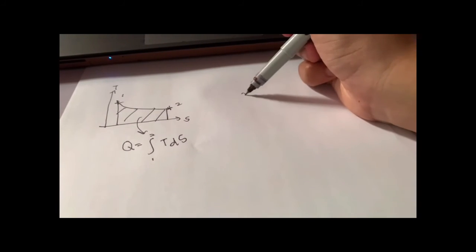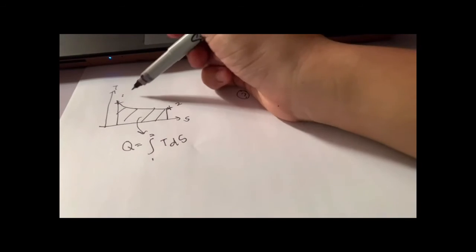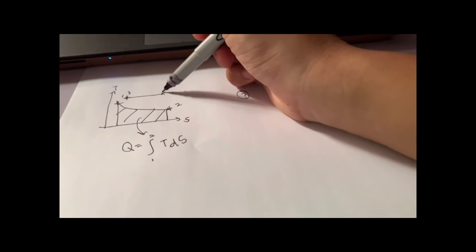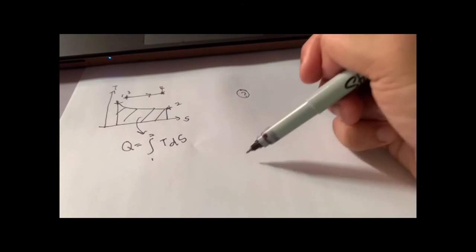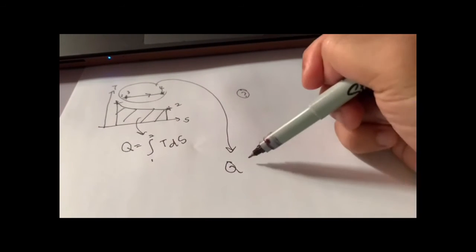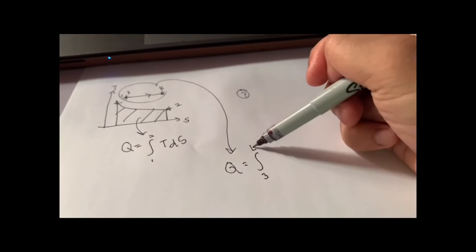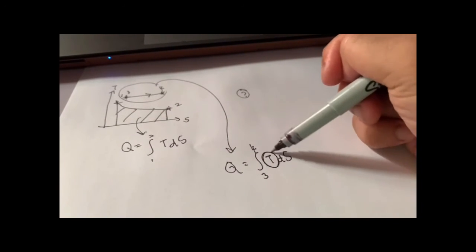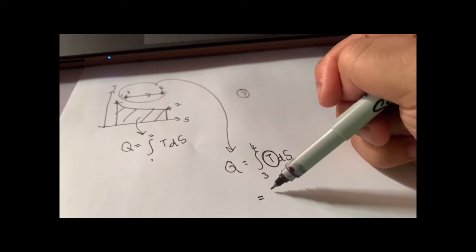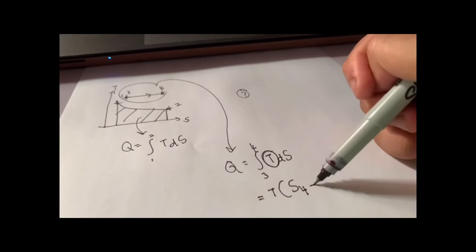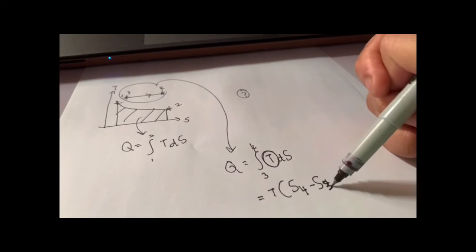How about isothermal expansion? Let's say we have the state from 3 to 4. So the process along this path would be expressed with the equation of Q is equal to the integral from 3 to 4 of T ds also. But since T is constant, we can just take it out to be T times (S4 minus S3), like that.